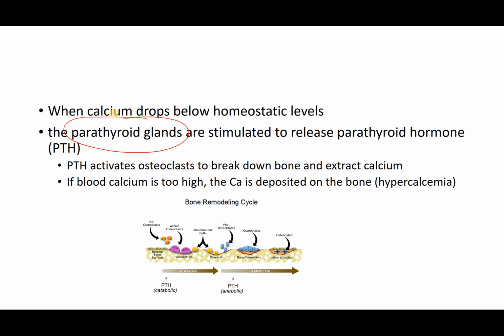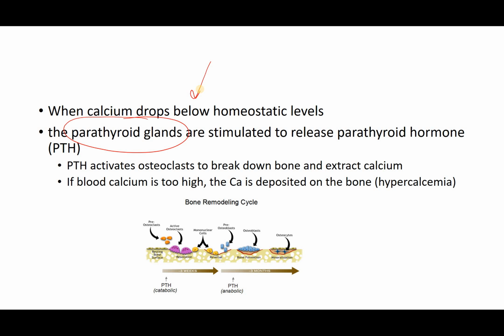Now look at this statement: when calcium drops below homeostatic levels. Now write this down: hypocalcemia. Hypo is below. Calcemia is calcium in the blood. Emia is related to blood. Okay, hypocalcemia.